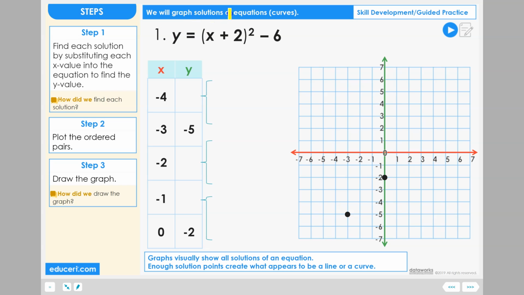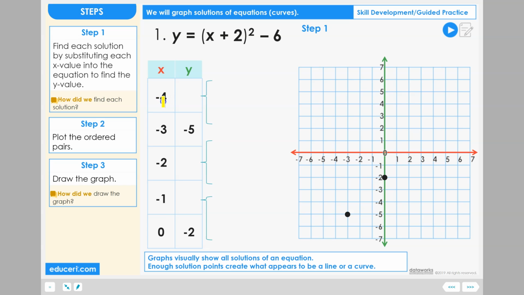Let's graph solutions of equations that will form some curves. Step 1. Find each solution by substituting each x value into the equation to find the y value. Here is our table of solutions, and we see that we have a couple of solutions already completely done for us. We're going to complete this table in step 1.